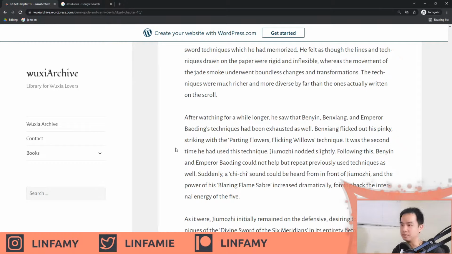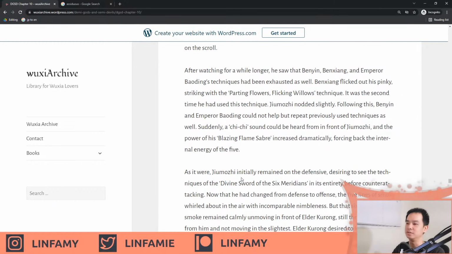After watching for a while longer, he saw that Bun Yin, Bun Xian, and Emperor Baoding's techniques had been exhausted as well. Bun Xian flicked out his pinky, striking with the parting flowers, flicking willows technique. It was the second time he had used this technique. Jiu Mozi nodded slightly. Following this, Bun Yin and Emperor Baoding could not help but repeat previously used techniques as well. Suddenly, a chi-chi sound could be heard from in front of Jiu Mozi, and the power of his blazing flame saber increased dramatically, forcing back the internal energy of the five.